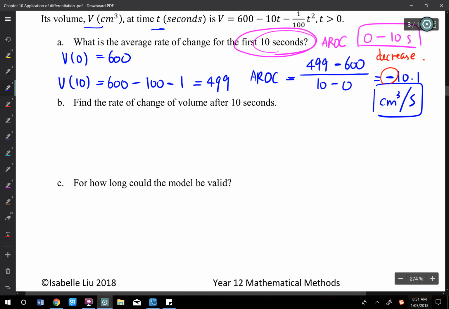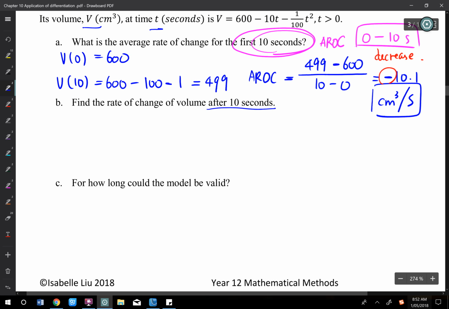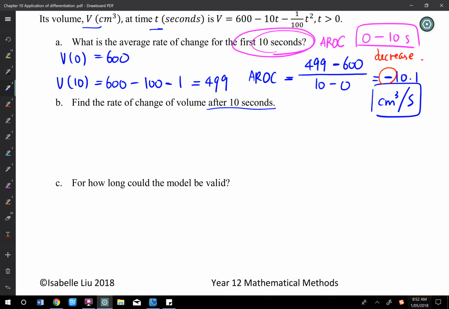Okay, for B. B says find the rate of change of volume after 10 seconds. Well, after 10 seconds, 10 is my starting value, but I can't see what's my end point. This is not an interval. It's directly after 10 seconds, what's the rate of change. So this is an instantaneous rate of change. It says after 10 seconds, at that moment what's the rate of change.